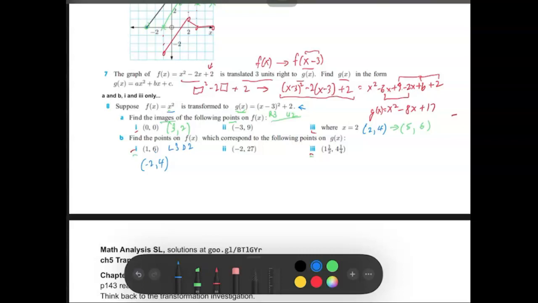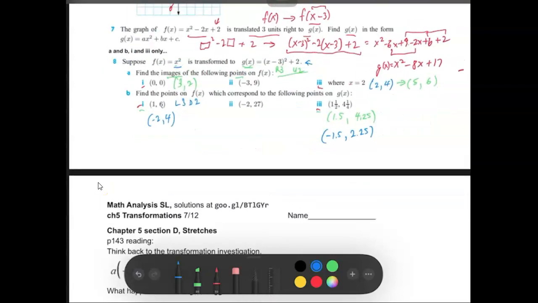And for the last one here, let me write this as a decimal. It's a little bit easier to think, right? Okay, so there's the decimal values. And then if I move 3 to the left, that would be -1.5 for the x value. And 2 down from 4.25 would be 2.25, okay? And you can check to see that these are right by substituting -2 into x squared, and you would get 4. If you put -1.5 into x squared, it would give you 2.25, okay? So we're done with this page 6.